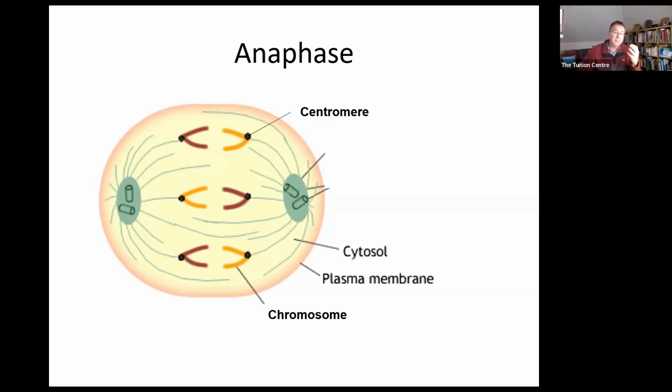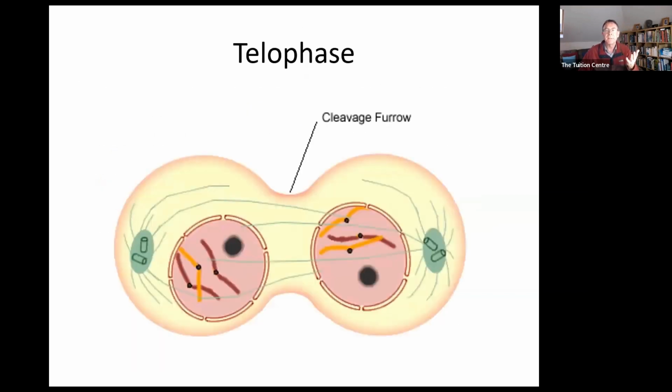One set of 3 is getting pulled to one end of the cell, and the other set of 3 is getting pulled to the other end. So now we begin to see what's going on with the seeming magic of a cell with 3 chromosomes splitting in 2, and now suddenly you have 2 cells with 3 chromosomes. Well, that's how it happened, because now we're looking at 2 nuclei during telophase, where the nuclear membrane reforms around each of the individual sets of chromosomes.